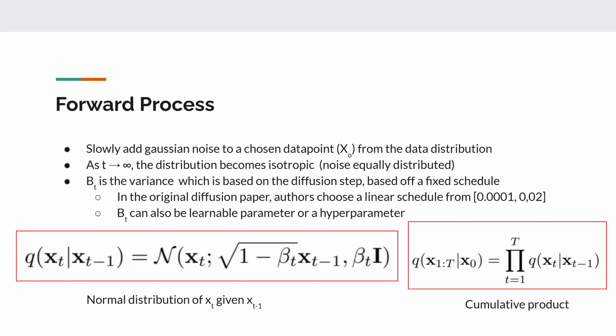In the original diffusion paper, the authors chose a linear schedule. I know of other schedules that also exist, such as cosine. But in the paper, they chose a linear schedule, which goes from values of 0.001 to 0.02. And beta is usually a hyperparameter, but it can also be a learnable parameter. If you guys have any questions, let me know if that didn't make sense.